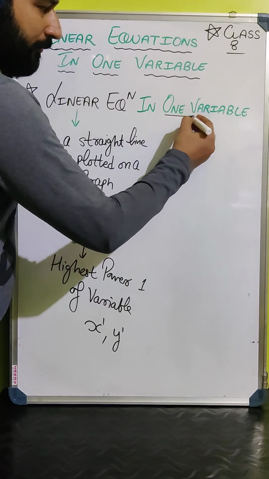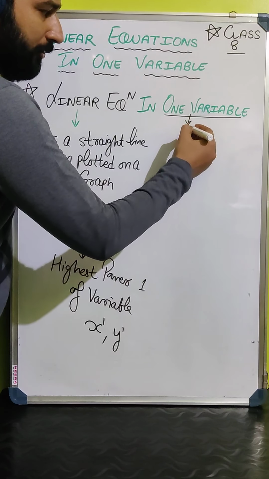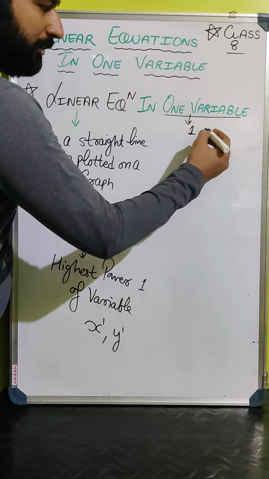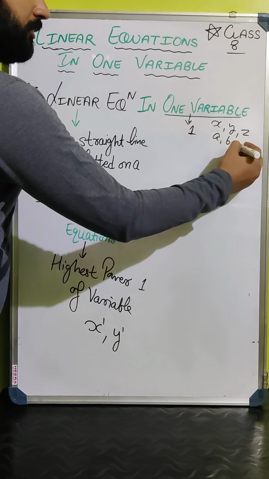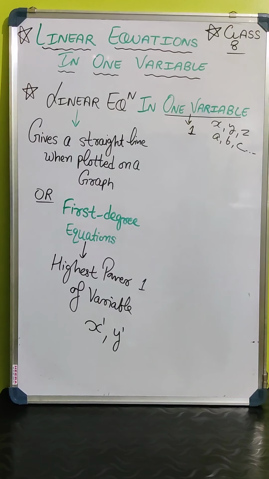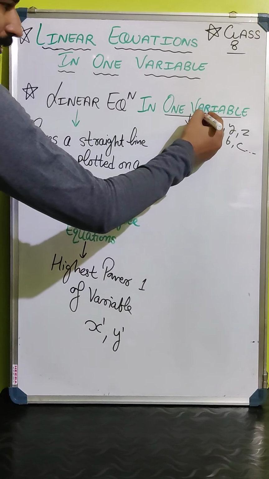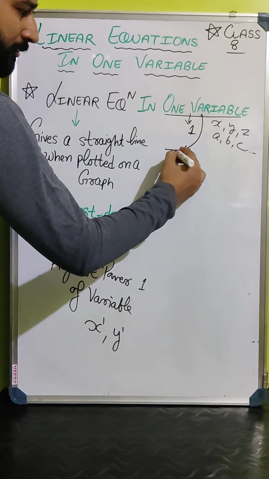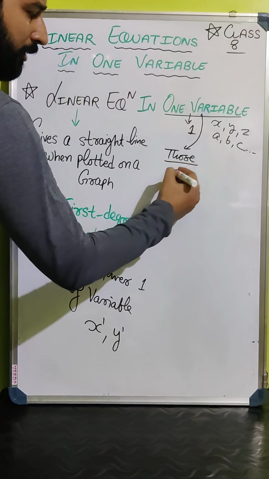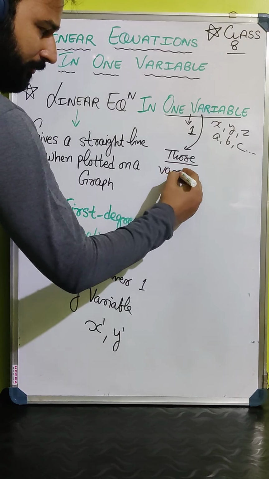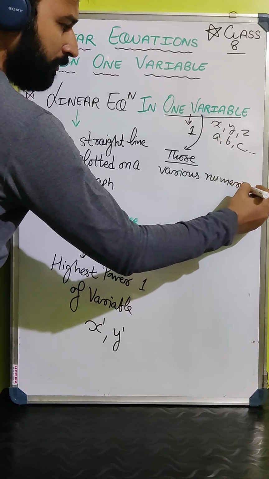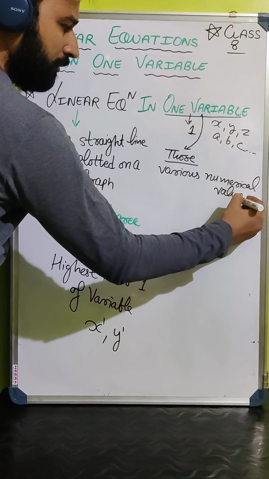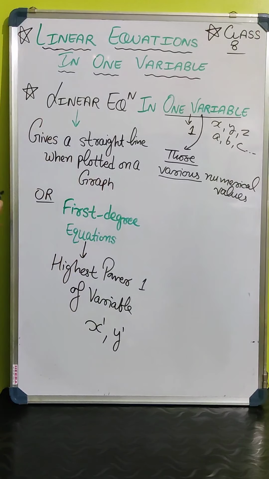One variable means we will use only one variable. Variables are x, y, z, a, b, c, something like this. So in one variable, what are basically variables? Variables are those which have various numerical values. Various means बहुत सारी.